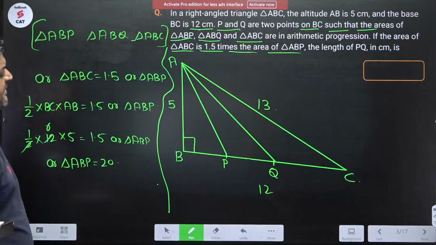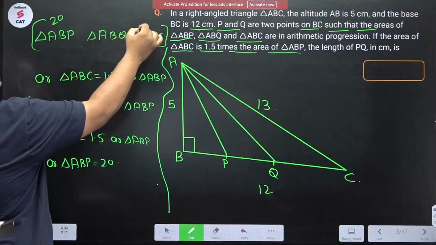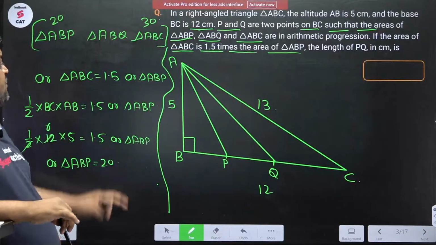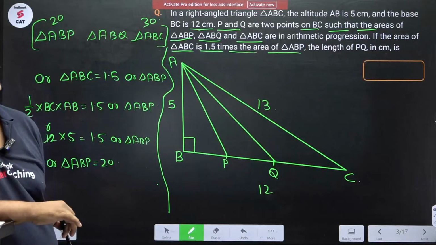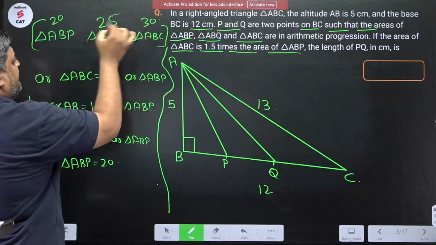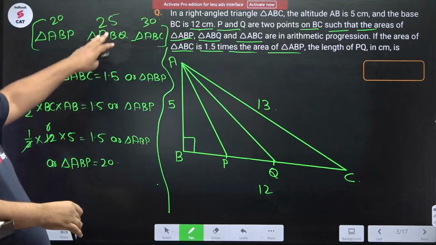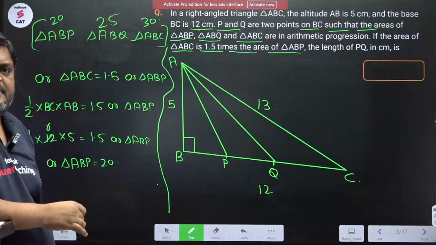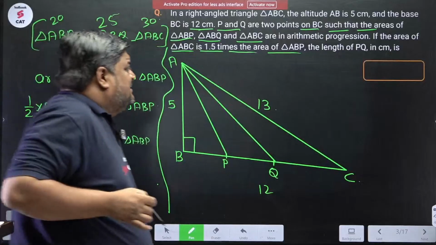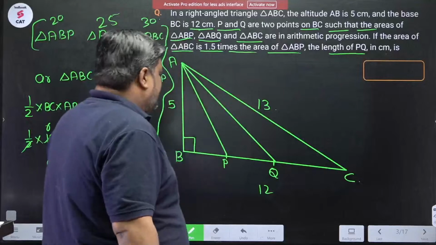20. अच्छा देखो बेटा, area of triangle ABP 20 है, area of triangle ABC 30 है. These three are in arithmetic progression. So what would be the area of triangle ABQ? Sir, area of triangle ABQ has to be 25. तभी arithmetic progression होगा. Sorted. So area of triangle ABQ आपको मिल गया. Got it? Now what is asked? We are asked the length of PQ. PQ का length.